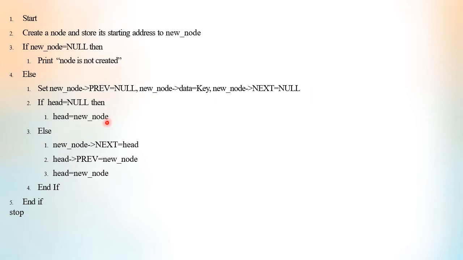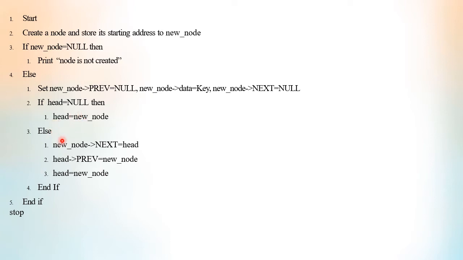Then check whether a doubly linked list already exists by checking the condition head equal to null. If this condition is true, then we can understand that there was no doubly linked list. So assign the head to the newly created node using this statement, head is equal to new node.